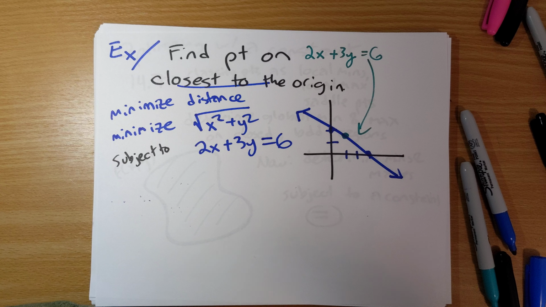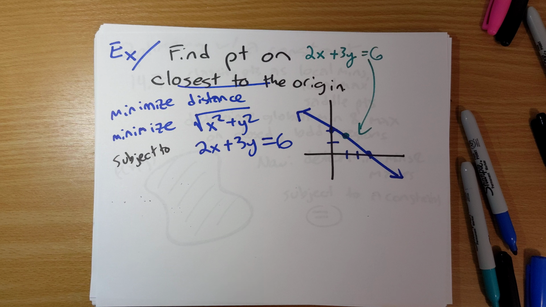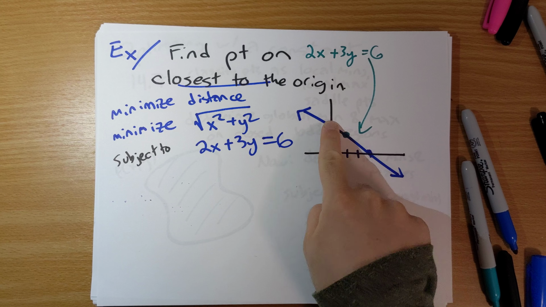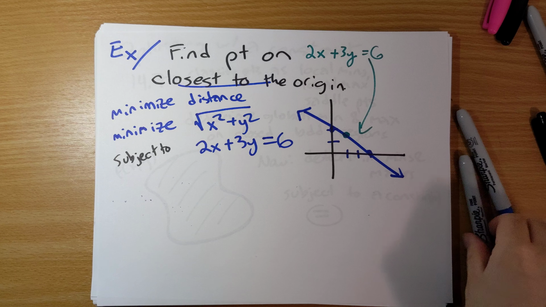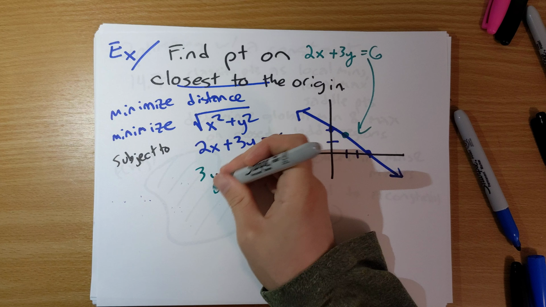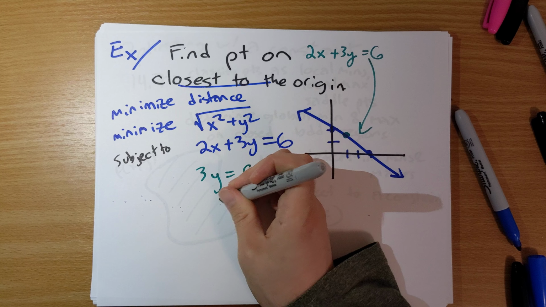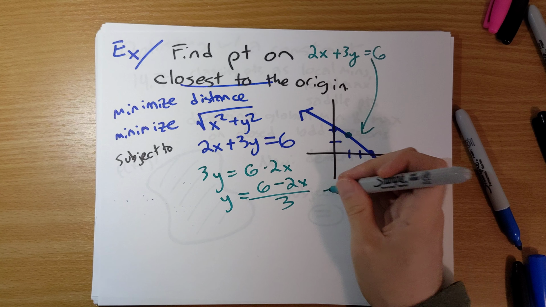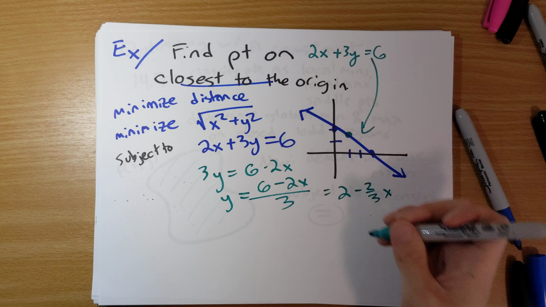Okay, so what do we do? I'm going to show the method that is like what you would know right now, before we talk about the fancy Lagrange multipliers method. You might say, well, we can determine a formula for points on this line. If 2x plus 3y is equal to 6, then 3y is equal to 6 minus 2x, or y is equal to (6 minus 2x) divided by 3. So y is 2 minus 2/3 x.